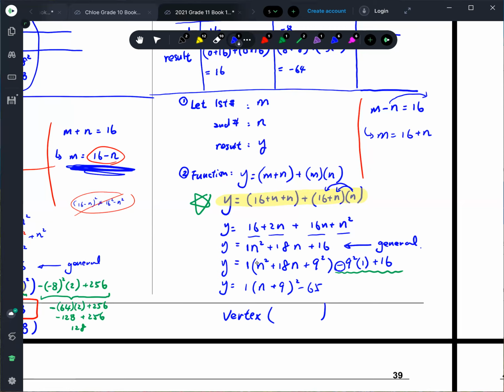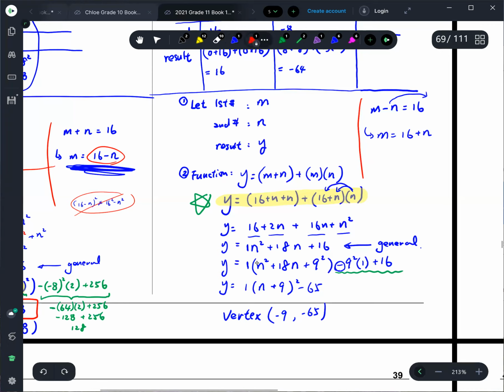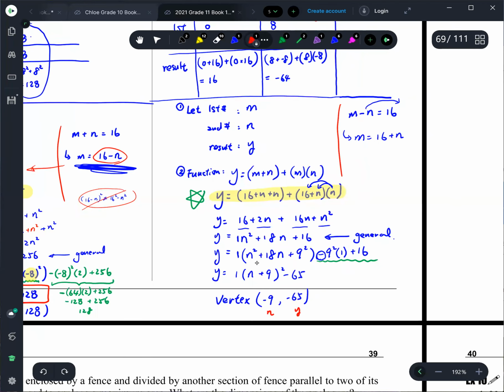The vertex would be 9 and negative 65. What's the P? Oh, negative 9, sorry. Yes, okay, very good. For P, you need to reverse the sign in the bracket. Q is whatever is after the square, okay? That's our vertex. And the negative 9 is the n, right? And then the negative 65 is the y. So we can start answering in the sentence, okay?